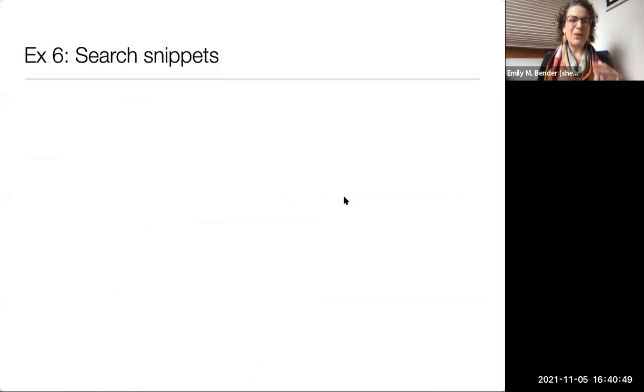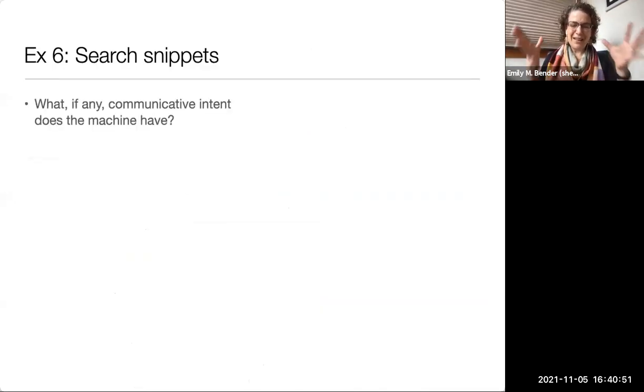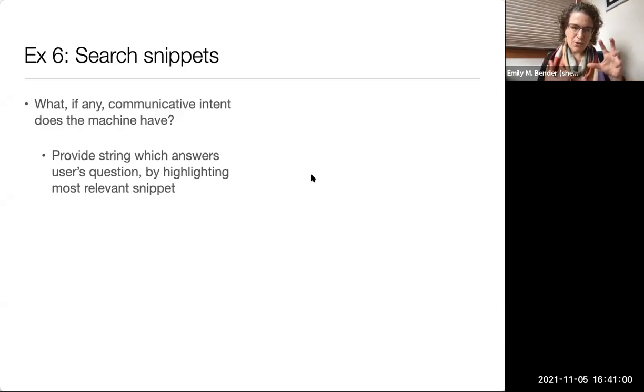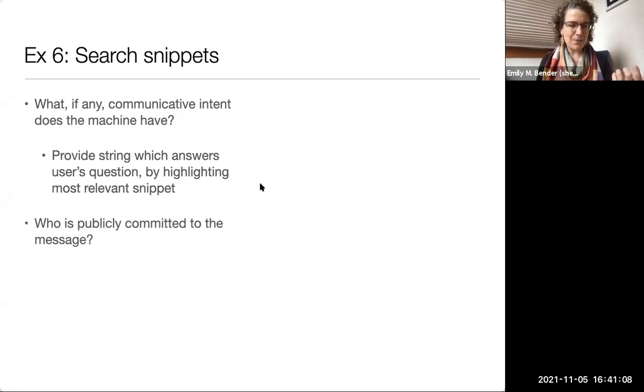Okay, so what's going on here? Again, the same set of questions. And I have to say, end of story, person's fine. But what, if any, communicative intent does the machine have? Well, here they're trying to provide some string which answers the user's question by highlighting the most relevant snippet out of the document that was deemed to be an answer to the question.